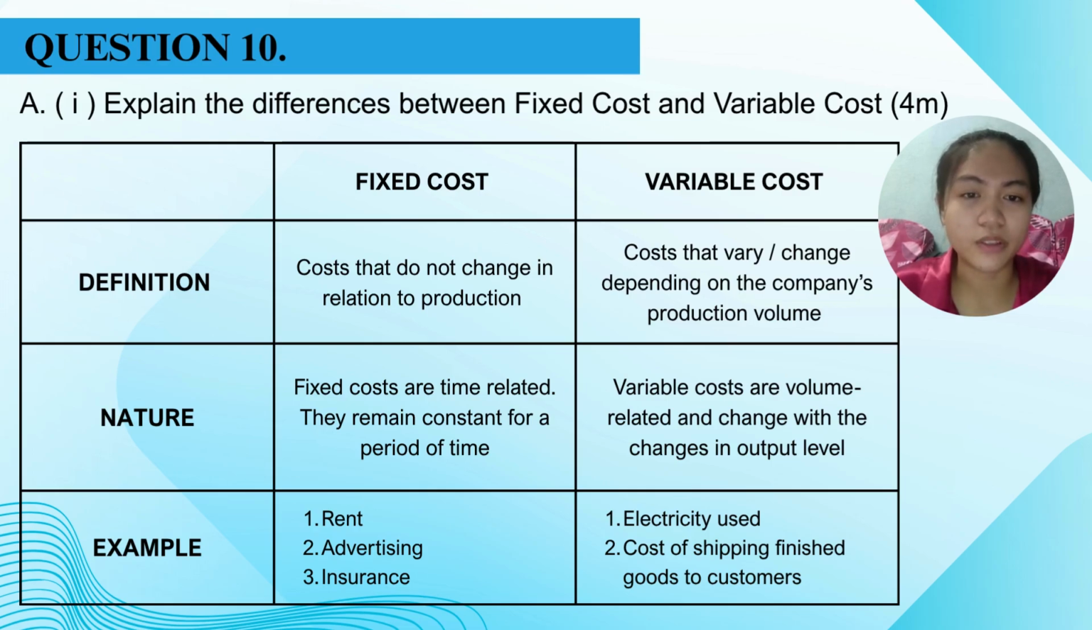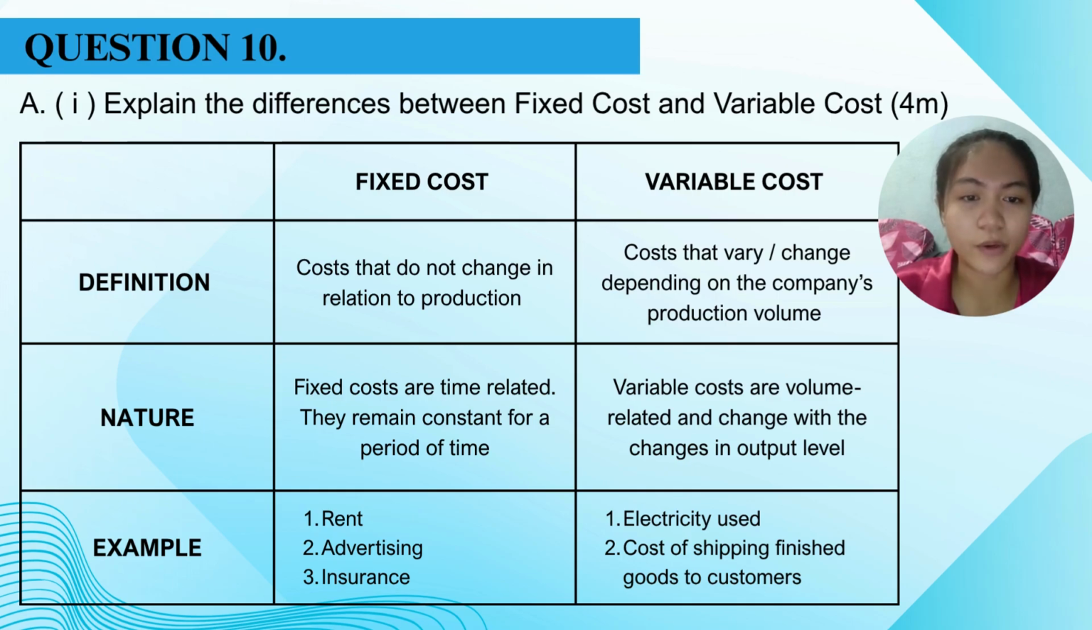For variable cost, it is the cost that varies or changes depending on the company's production volume. So if the production increases, the variable cost might be increasing too. For nature, fixed costs are time related. They remain constant for a period of time.